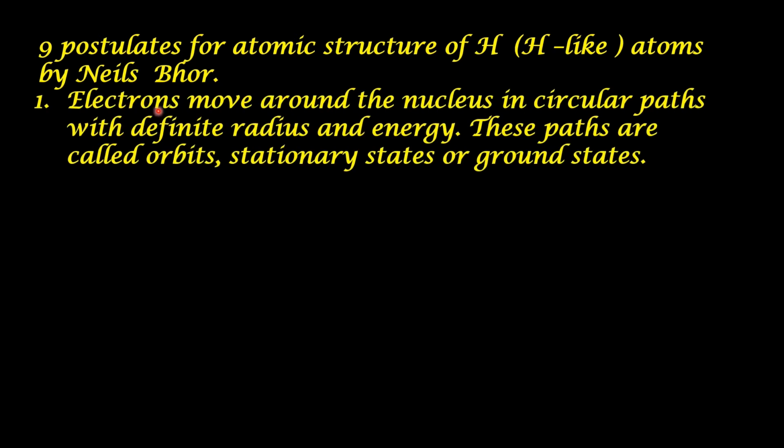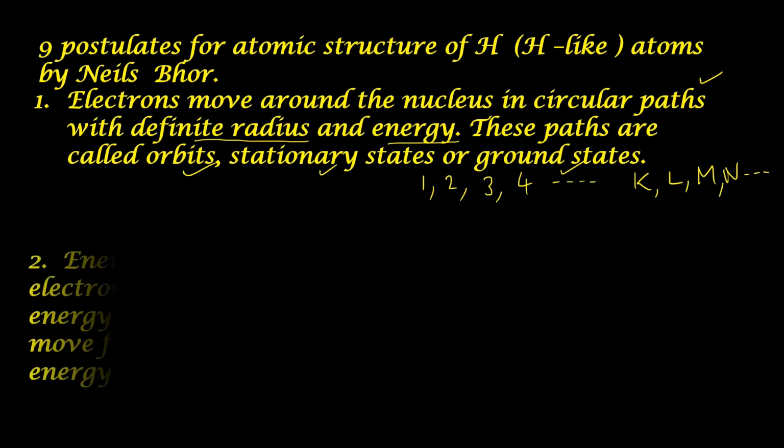Postulate number 1. Electrons move around the nucleus in circular paths with definite radius and energy. These paths are called orbits or stationary states or ground states. Rutherford did not mention the radius or energy of the circular paths. What does this postulate tell us? It says that electrons are at a definite distance from the nucleus. That is, the path has definite radius and also it has a certain amount of energy.